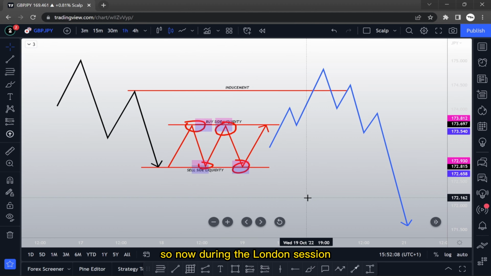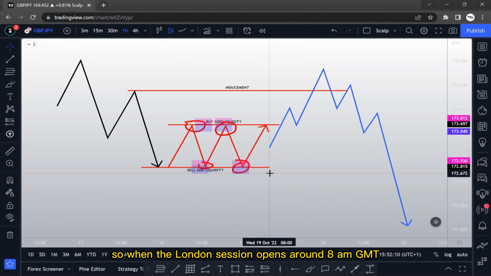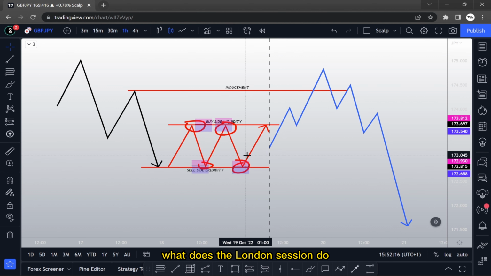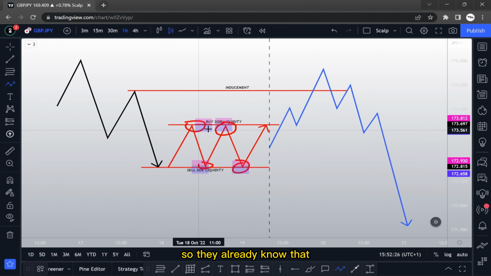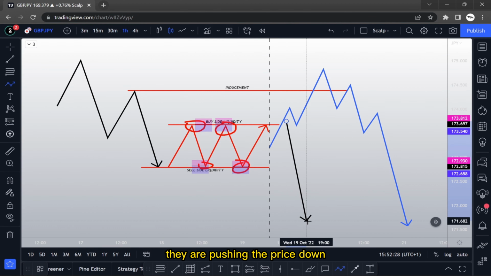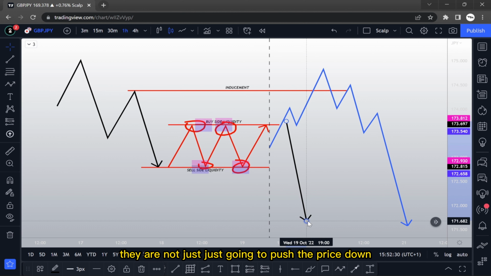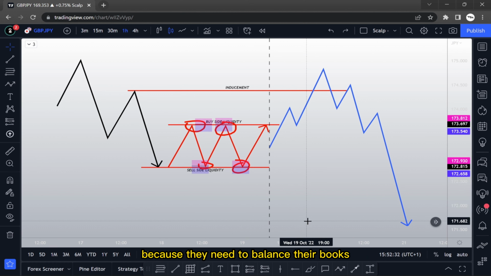So now during the London session, so when the London session opens around 8 a.m. GMT, what does the London session do? It usually moves quite impulsively. So let's just say that the market makers have decided that they're going to push the price to the downside. So they already know that they're pushing the price down. They're not just going to push the price down because they need to balance their books.